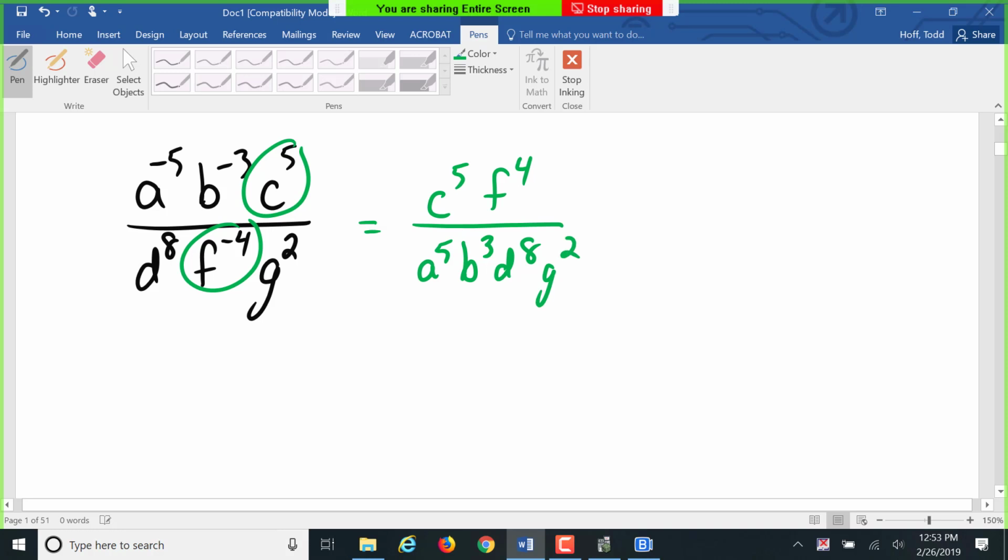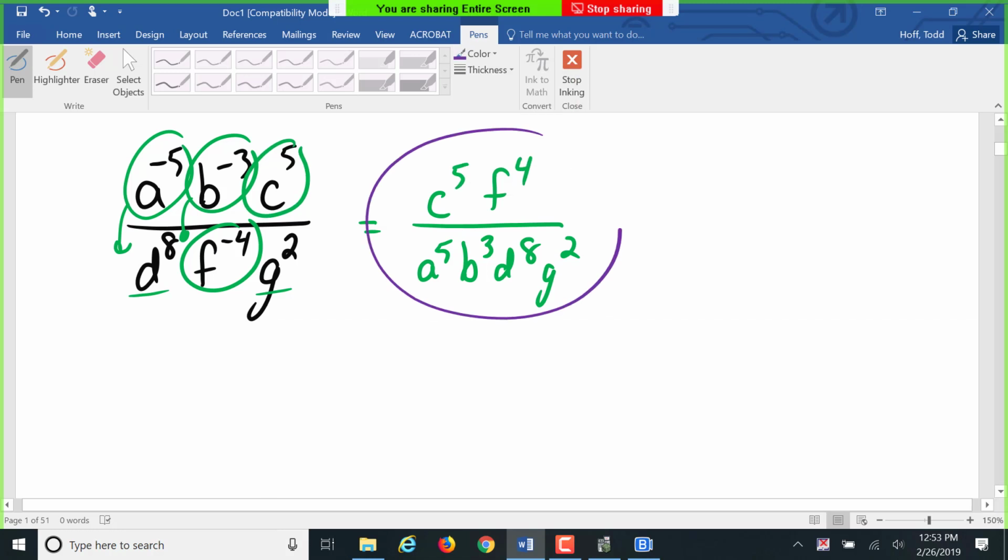Perfect. A to the fifth. It's a to the negative fifth on top, so we have to move it to the bottom to make it a to the fifth. B to the negative third, we move that to the bottom to make it b to the positive 3. And the d to the eighth and the g squared stay down there. And those are in alphabetical order, so that is the answer.